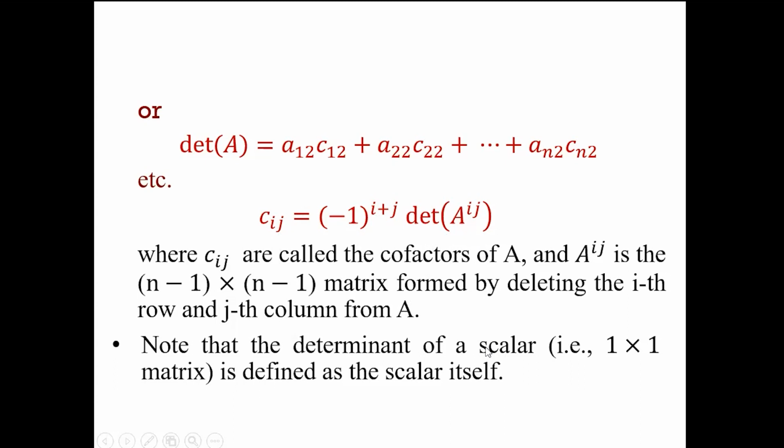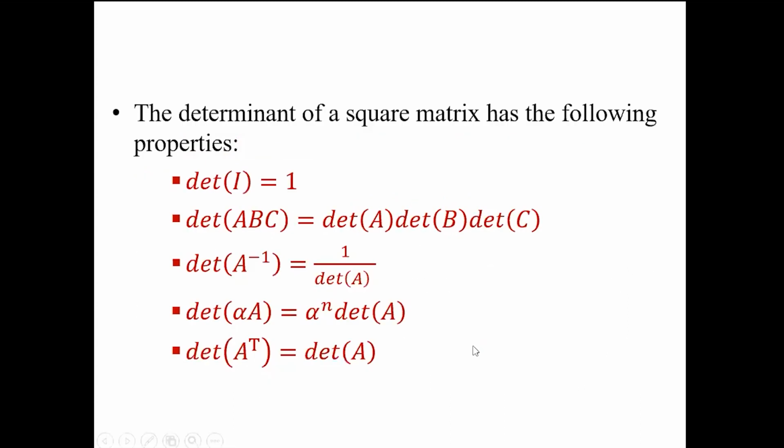And then we know the determinant of a scalar is 1 by 1. Okay, these are the properties of a determinant. I believe you may be familiar with some of these. The determinant of an identity matrix is 1.